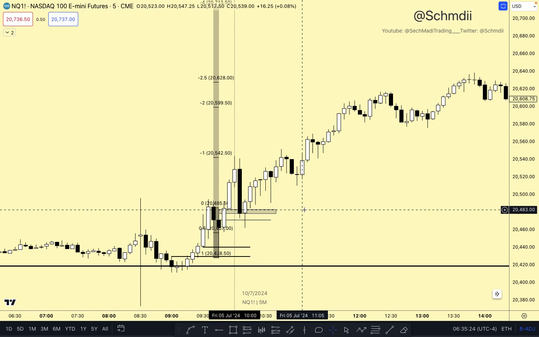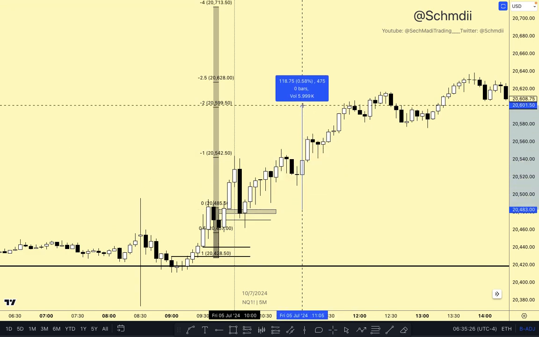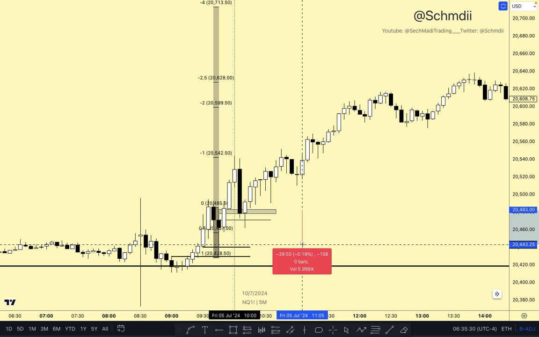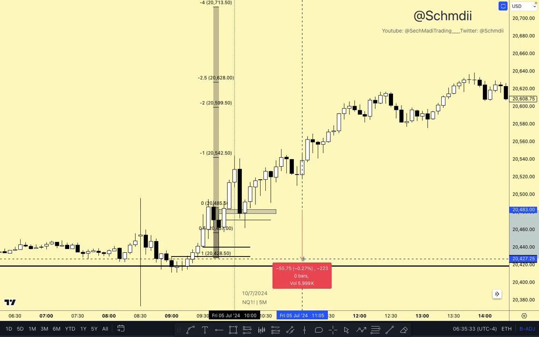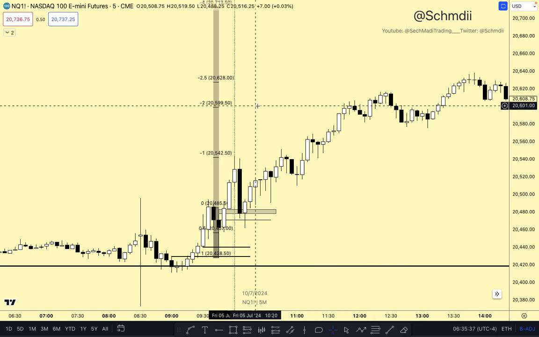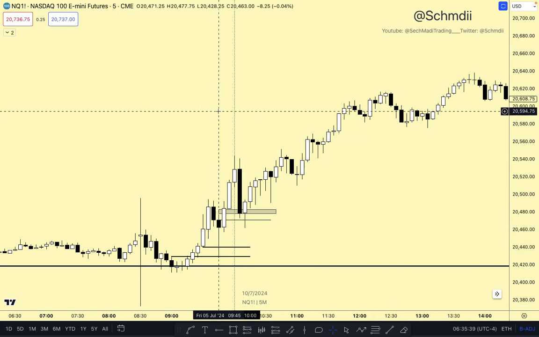If we entered here and exited over there, that would be 116 points. And if we had our stop there, that's 55-ish. So a nice 2R for NFP.